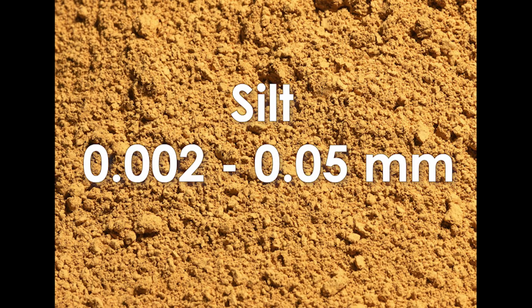Silt is made up of moderately sized particles, between 0.002 to 0.05 millimeters. It has a smooth or floury texture. Silt tends to have a spherical shape and can retain a large amount of water.